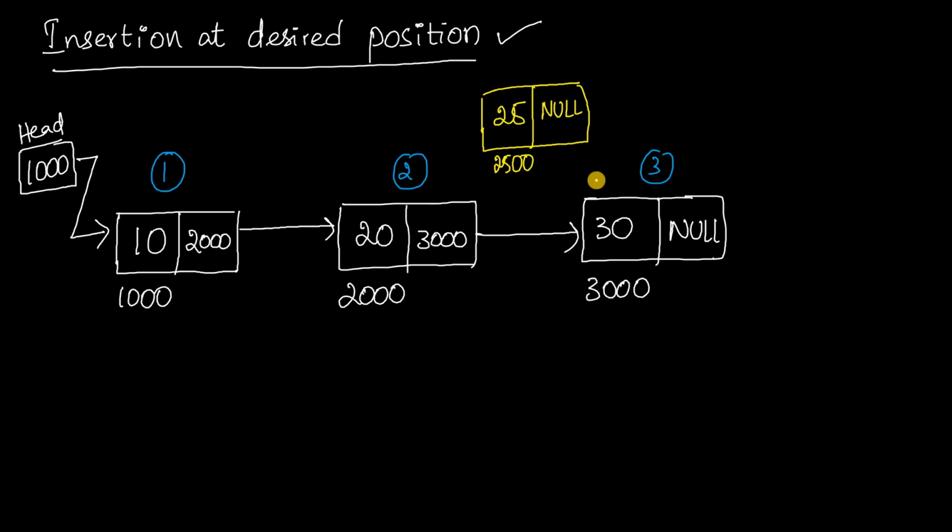Now how can I add it between the second and third node? We have to make a few changes. First of all, remove this 3000 in the second node so that this link will be erased, and store 2500 here. Thereby a link will be formed like this, right? And next, remove this null here and store the address 3000. Thereby a link will be formed like this.